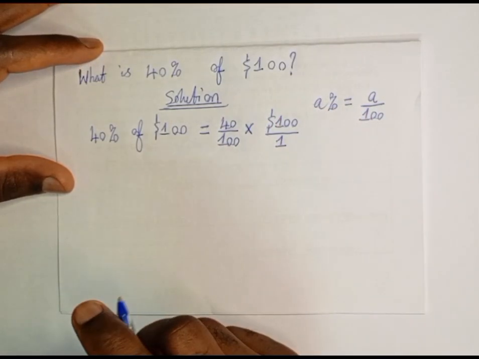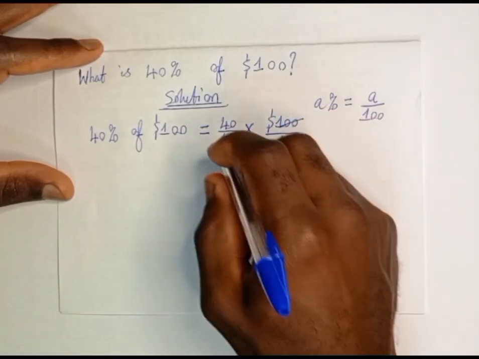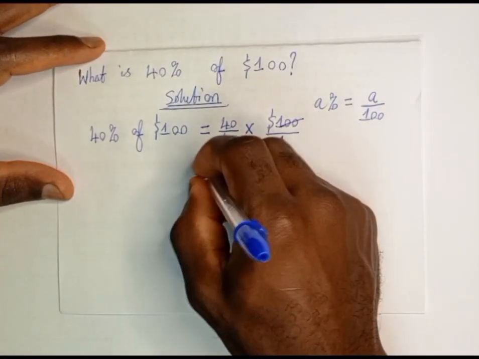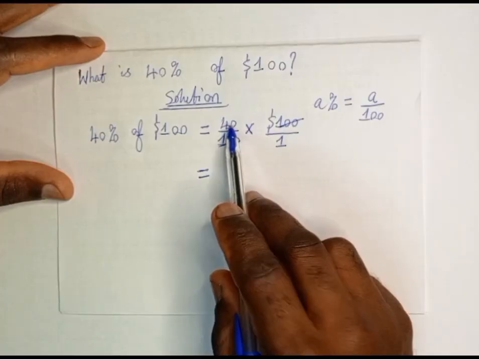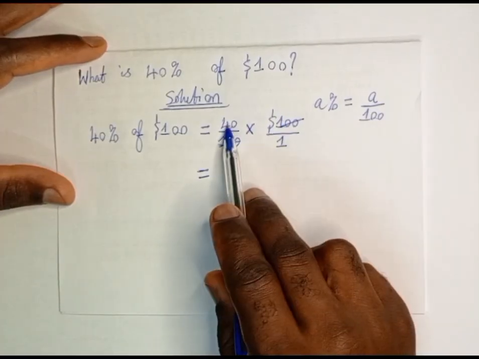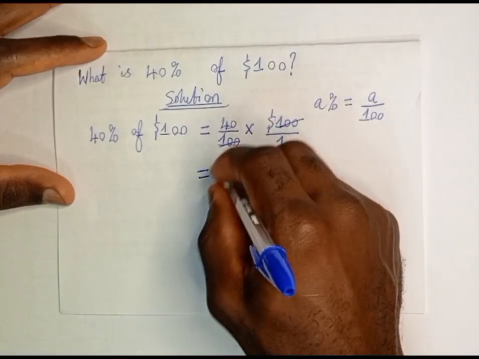Next step, we have to simplify 100 here at the numerator. We strike off this 100 down at the denominator. This will simply be equal to, we'll be left with 40 times, here we'll be left with $1. 40 times $1 gives us $40.